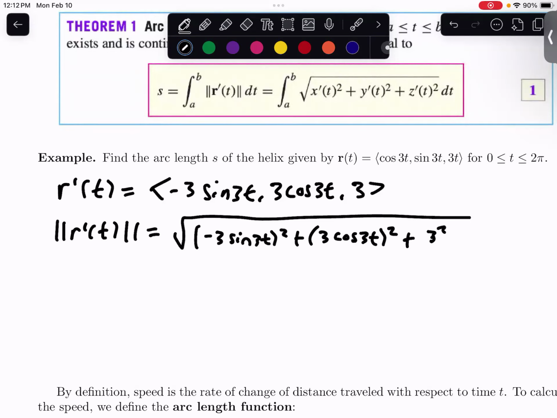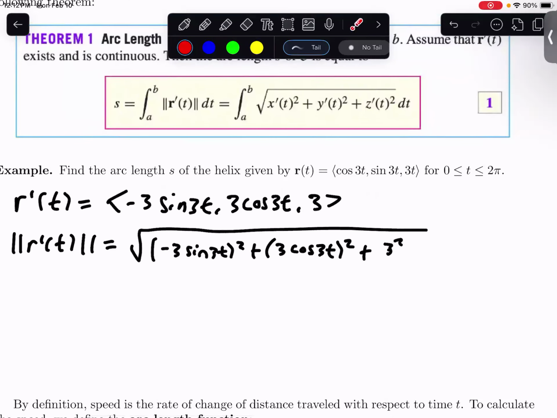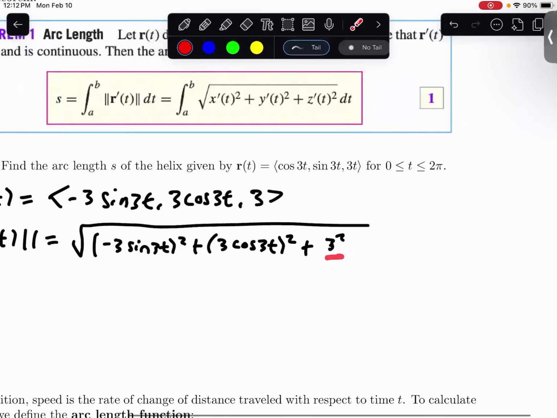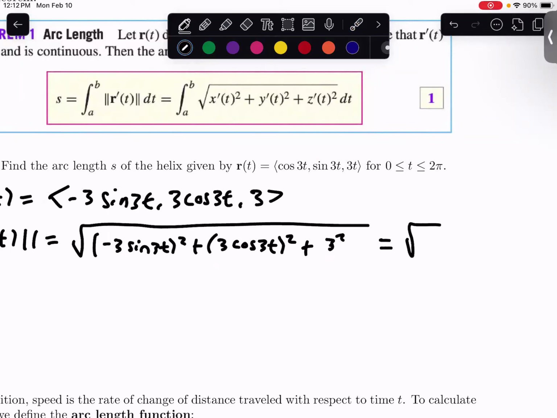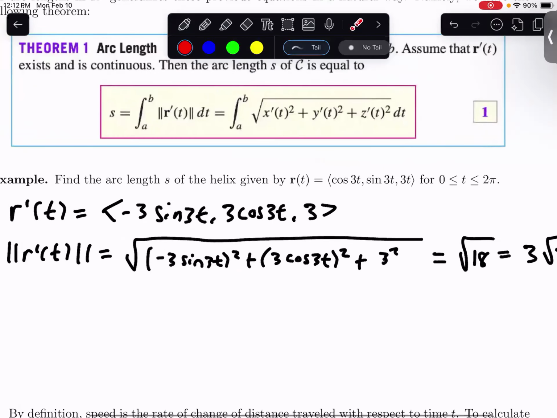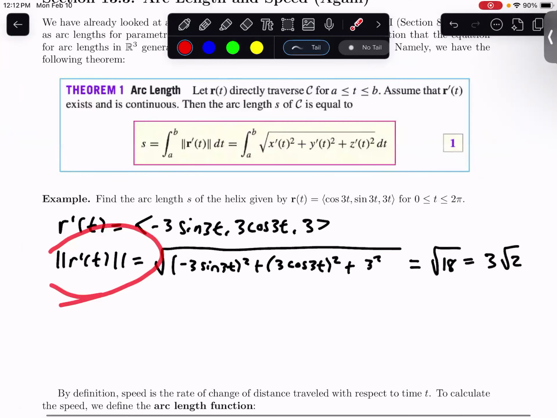And so the big idea here, as we've seen plenty of times already in this class, is you're going to have a sine squared plus a cosine squared. So that's just going to become 1. And then this is going to become 9, and then plus 9. So you factor out a 3 squared from the sine squared plus cosine squared. And you end up getting that this is just equal to the square root of 18, which is the same thing as 3 times the square root of 2. So we just end up getting a constant, right? So the magnitude of this vector, the length, is just a constant number.